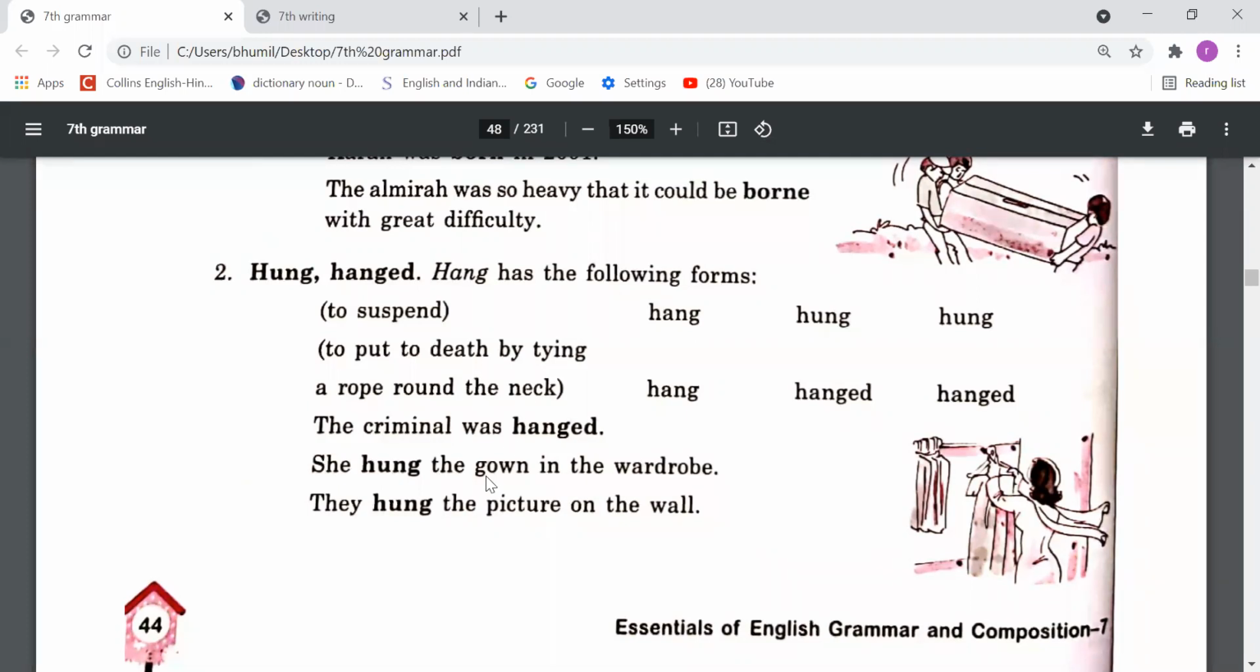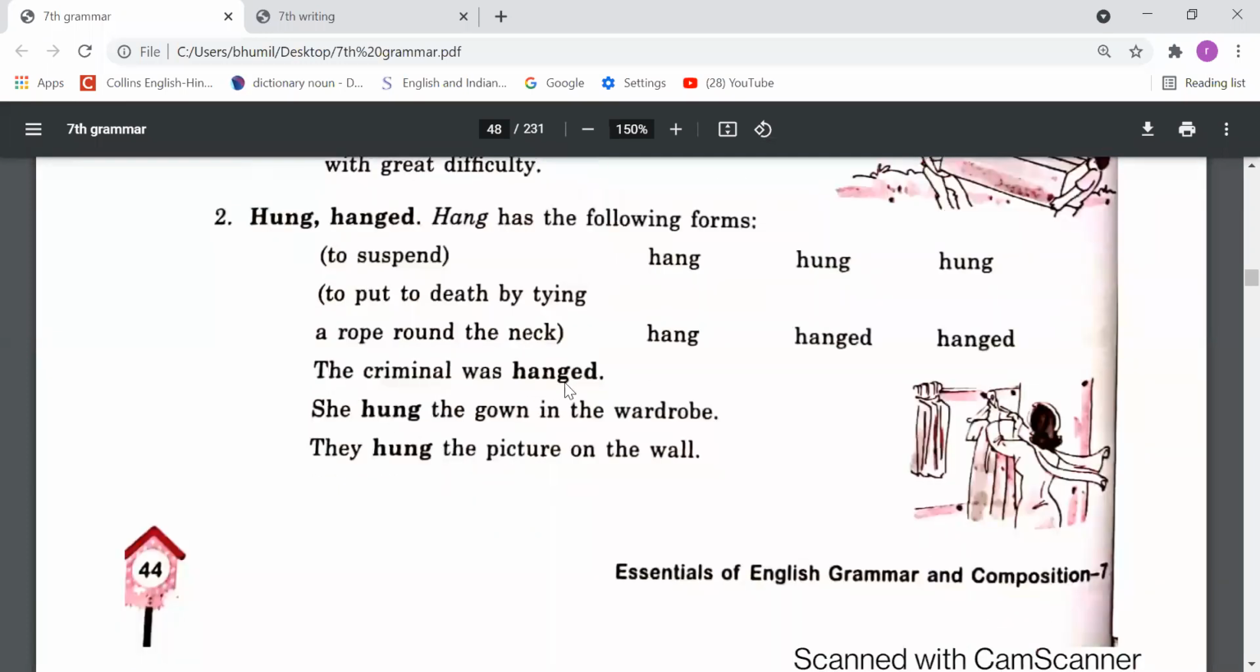Okay, the criminal was hanged. Here we have used hanged. Why? Because we are talking about putting to death by tying a rope around the neck. Next, she hung the gown in the wardrobe. They hung the picture on the wall. So here we have used hung for suspending, and there we have used hanged for killing. Okay, that's why the verb forms are different.